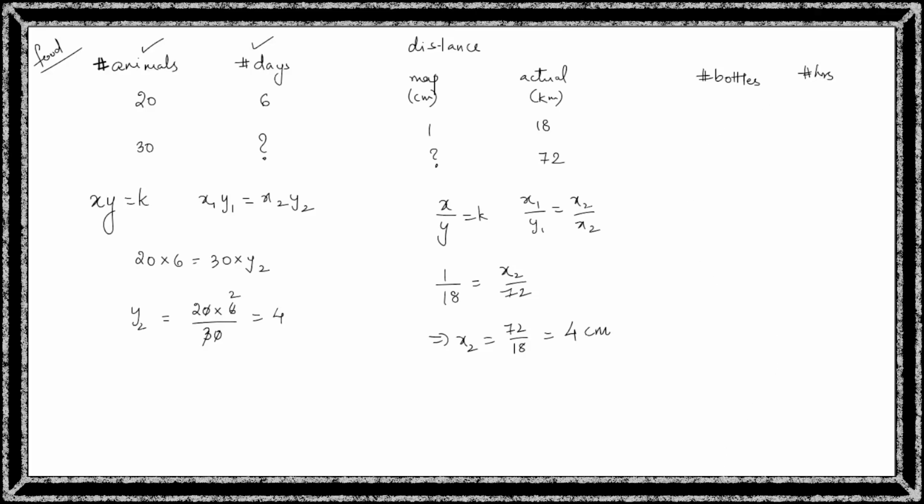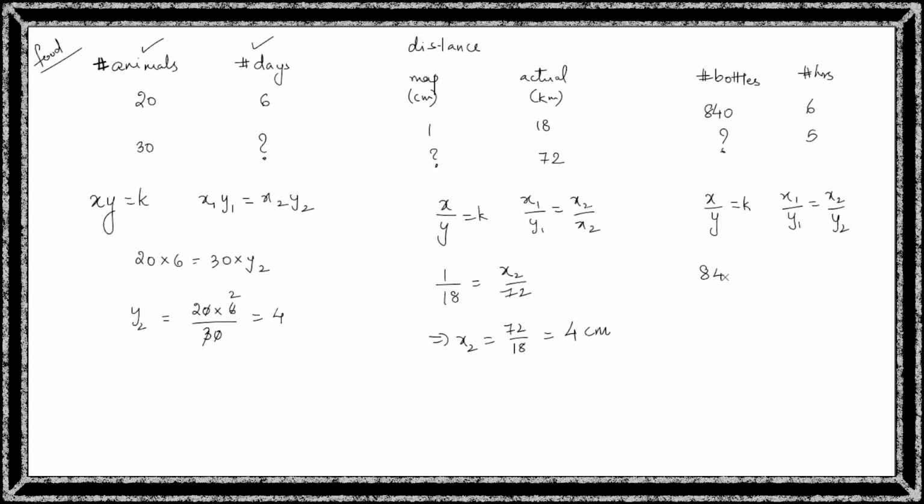So there is a machine that fills 840 bottles in 6 hours. In the table, 840 corresponds to 6 hours. In 5 hours, how many bottles will it fill? Now, the machine is going at its fixed pace. So if you give it more time, it's going to fill more bottles. If you give it less time, then it's going to fill less number of bottles. So this is nothing but direct proportion, which means x by y is constant, and x1 by y1 is equal to x2 by y2.